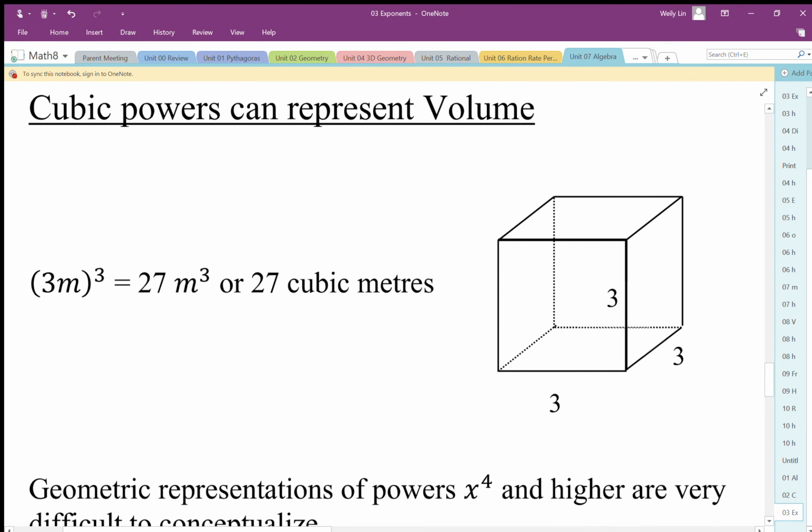For cubes, the model we use is volume. When I cube something, I get a cube. It makes sense. So when I cube a side length, I'm going to get the amount of volume inside. How many cubes fit inside here? So if I have 3 meters, if I cube 3 meters, I can draw in 27 cubes into this space. It's kind of hard to see, but you can count 27 cubes in there if you were actually to draw each individual cube in.